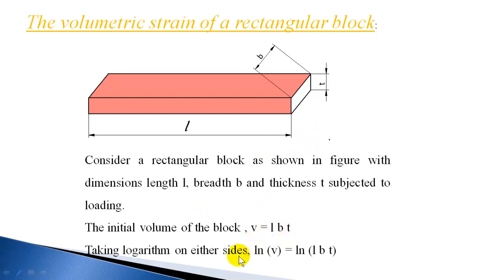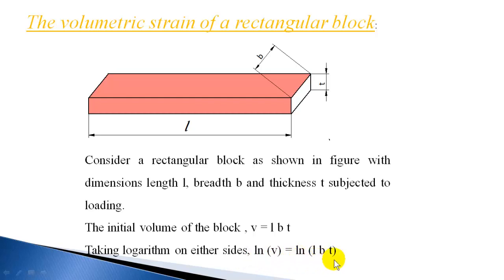Now let us take logarithm on either side. Log V, that's natural logarithm. Log V is equal to log of LBT. Volume is LBT, that is the volume of the block is length into the cross sectional area, which is B into T. So cross section area is BT and length is L, so LBT will give the volume of the block. Now let us take logarithm on either side, that is natural logarithm. So log V is equal to log LBT.